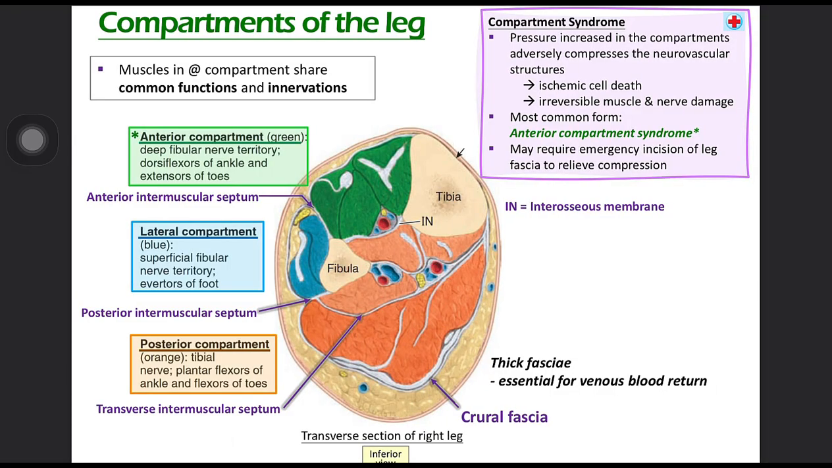And when you do the dissection, you can tell. Remember yesterday when you did the forearm, it's quite loose, right? You can simply work with the muscles. But you won't see the same thing in the leg, particularly the anterior compartment. We also have a very thick fascia surrounding the leg. Here we have the crural fascia, right? Very important to accommodate, or to make it better with venous return, blood return.